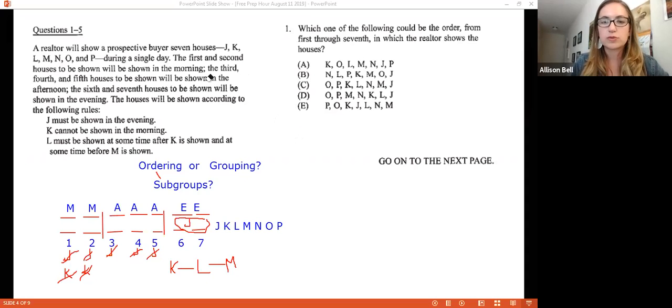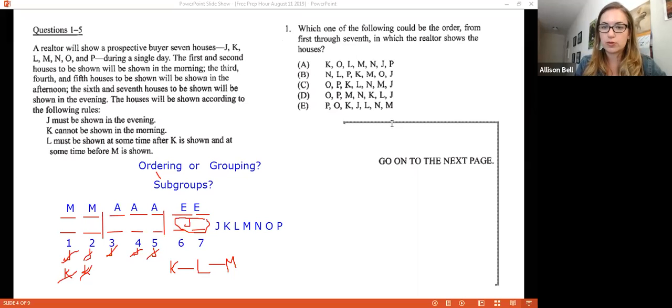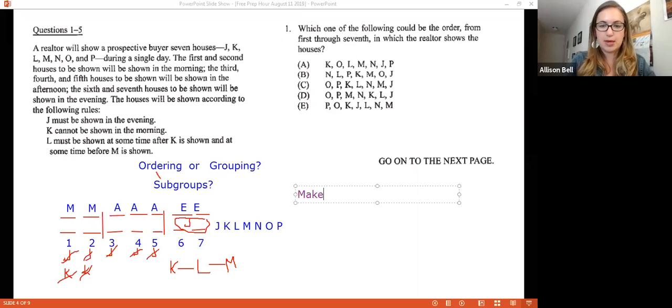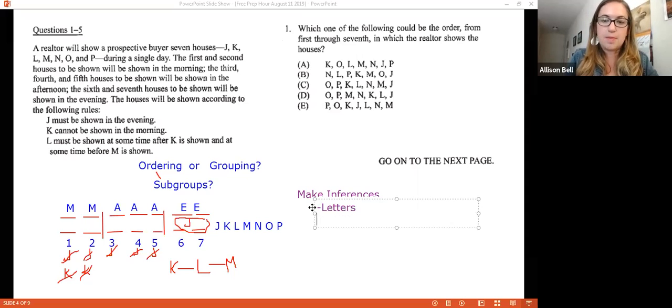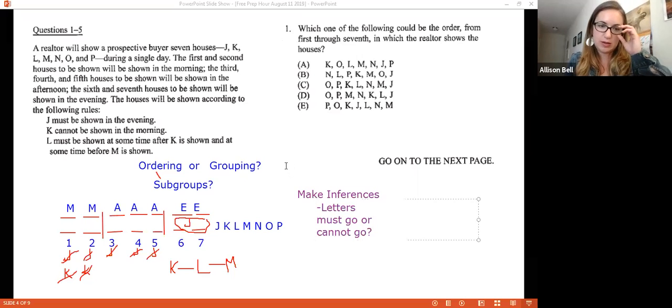All right, so I've got all my rules on the board. One of the biggest steps that I love to reinforce with logic games is that it's really important before you go into the questions to make inferences. So I would love to hear what are some inferences that you made before you started the questions about where certain letters must go or cannot go. Can you tell me anything about that beyond what the rules say? Just tell me in the chat if you've got some.